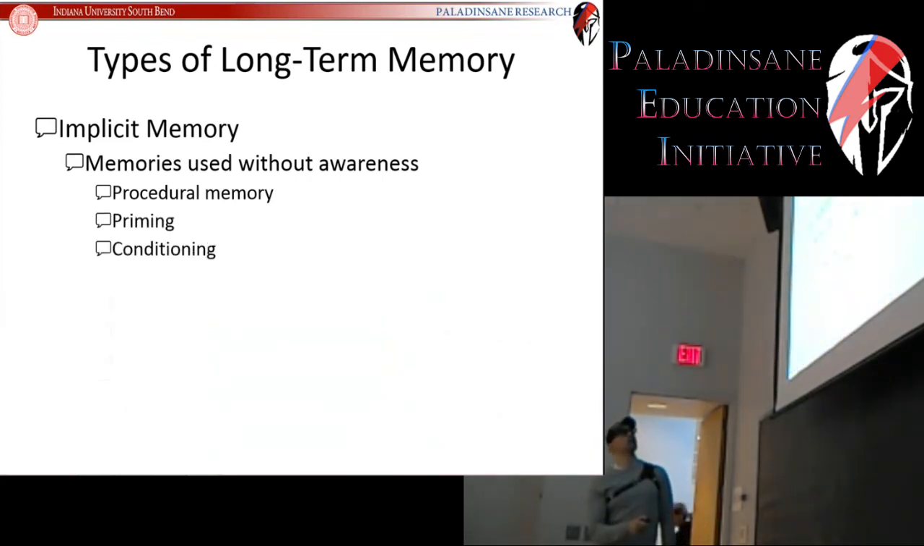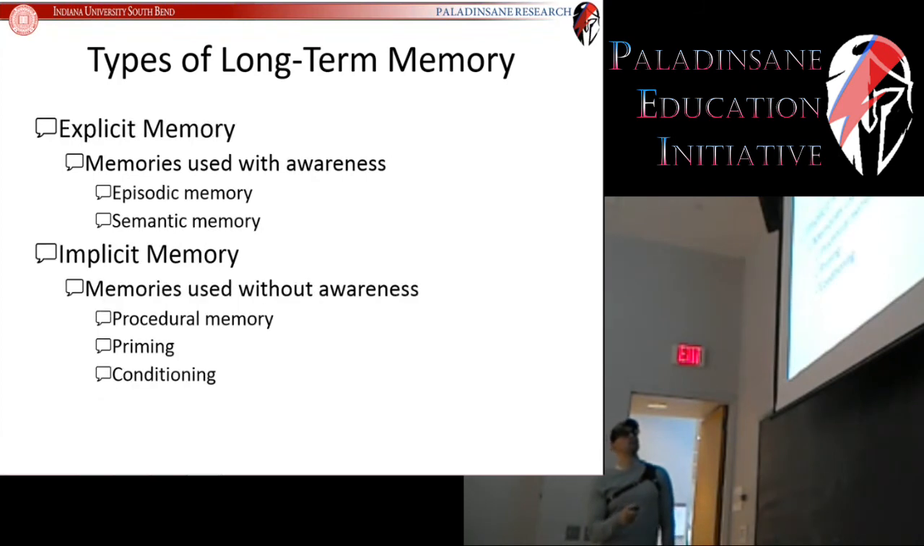So this idea of implicit memory, memories used without awareness: how do you walk, how do you throw a ball? Have you ever tried to explain to somebody how to throw a ball? It's like, you throw it, right? We don't know what the steps are in order to throw a ball.